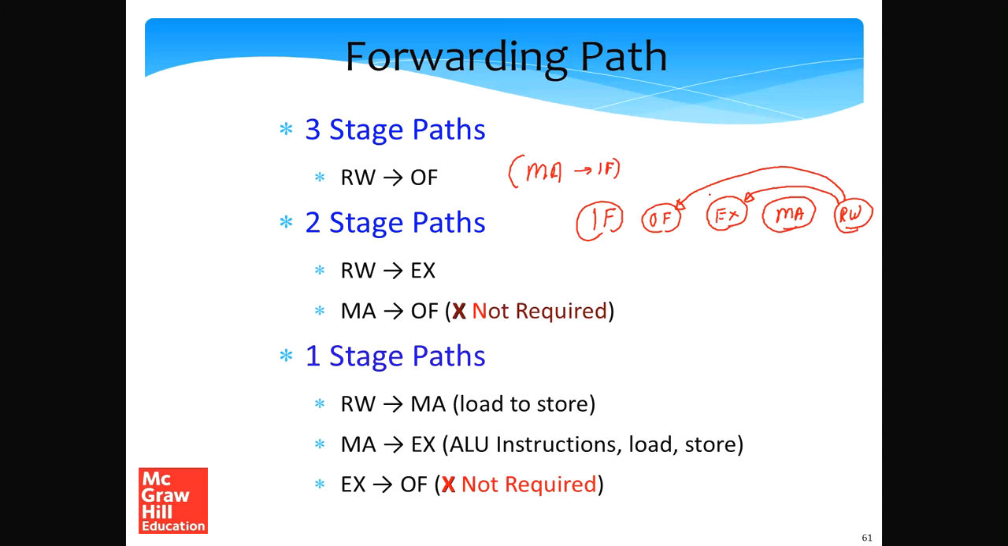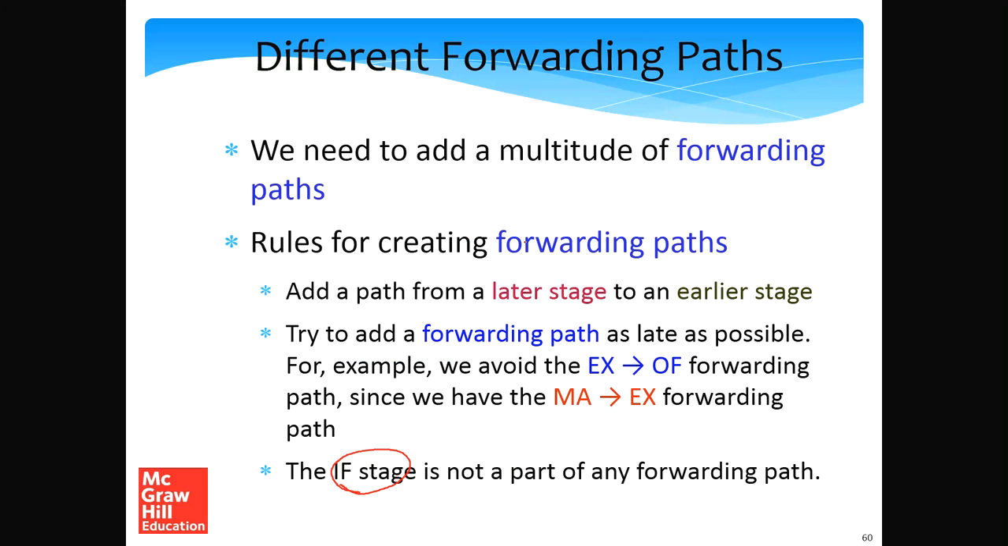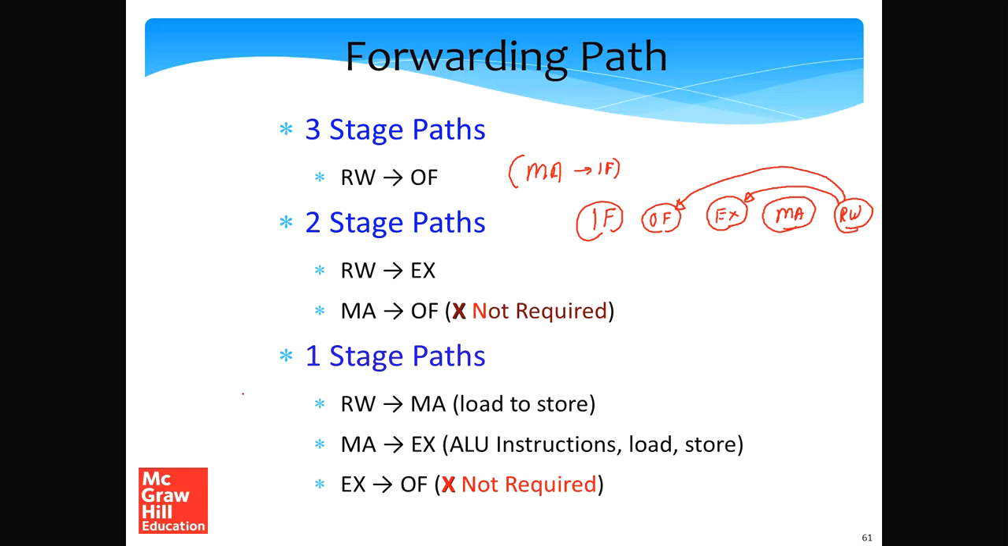But MA to OF is not required because in MA, what would we get? We ideally don't want to, it's sort of our second axiom over here. We want to forward as late as possible. So MA to OF is not required. We can rather use the RW to EX forwarding path because MA would proceed in one cycle to RW and OF would proceed to EX. And so we don't need this path, so that's the reason it's not required.